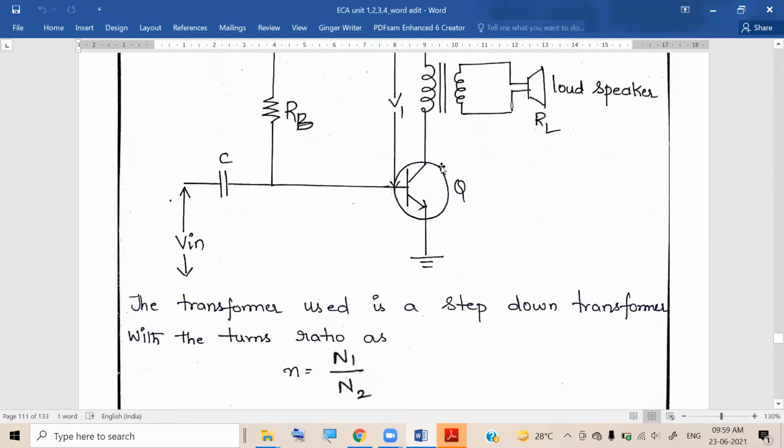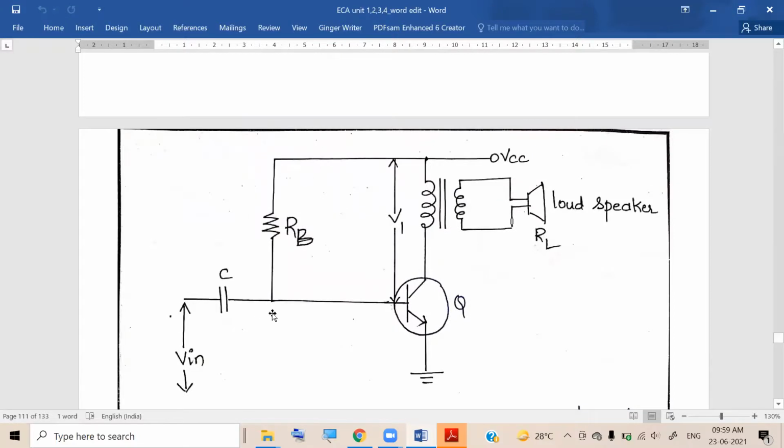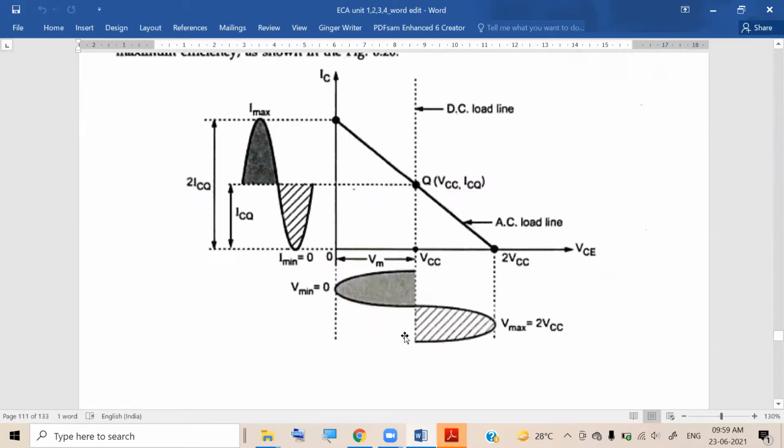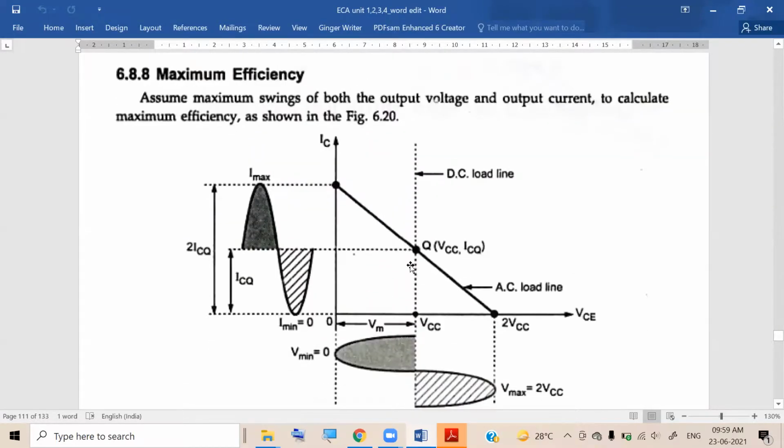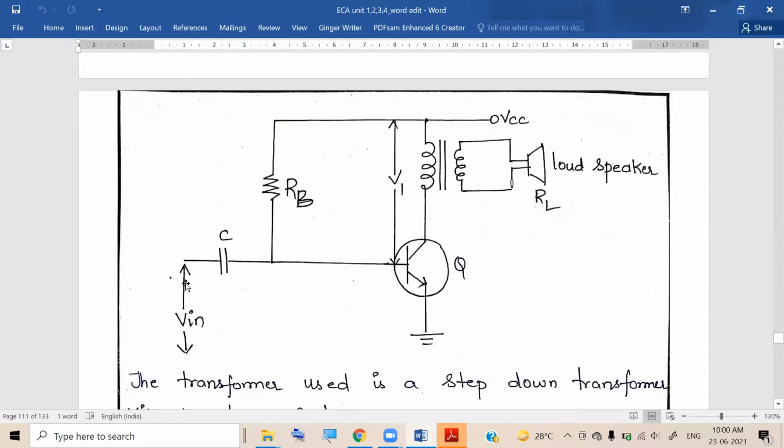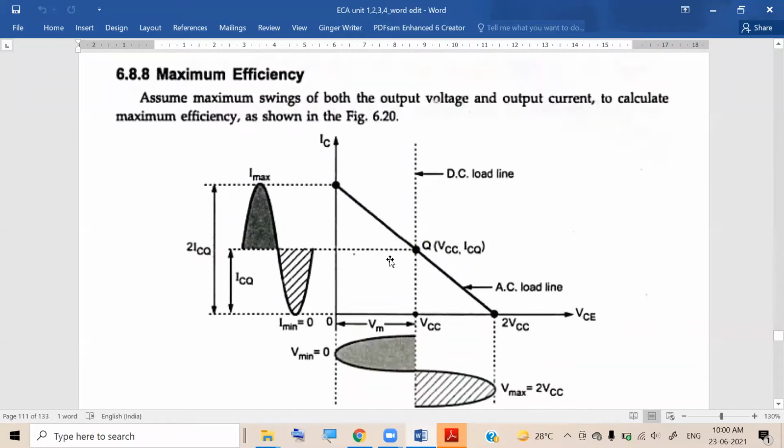We discussed that by fixing RB, we fix IB, and by fixing IB, we fix IC, same as the previous case. So we are fixing ICQ in the center of the active region, the center of the characteristics, first quadrant center. Now this is when the input signal is 0. When the input signal to the circuit is 0, we are here, at the center of the load line.